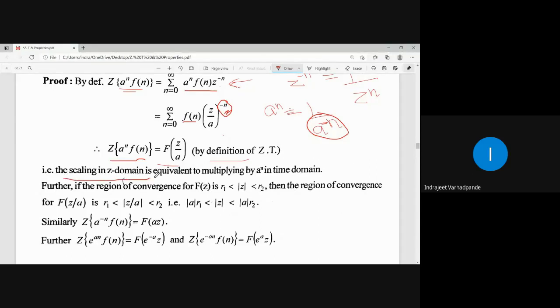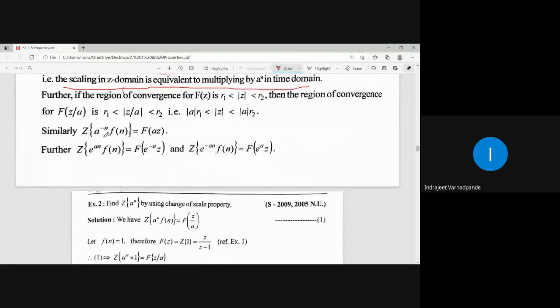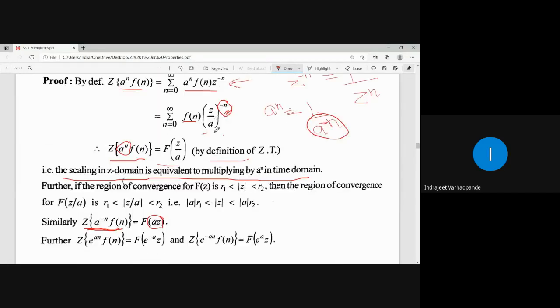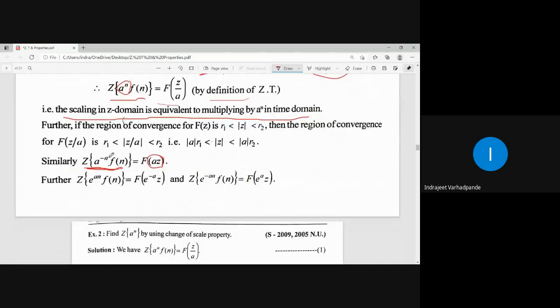So this is called scaling in z domain, which is equivalent to multiplying by a to the power n. And similarly, if it is multiplied by a to the power minus n into f of n, it will be f of az. In the earlier case, it was z by a when it is a to the power n. When it is a to the power minus n, it is f of az. If in place of a to the power n or a to the power minus n, it is e to the power an, then what will the negative index become here? e to the power minus a into z. If it is e to the power minus an, what will it become? e to the power a z.